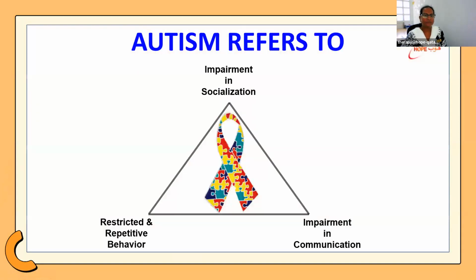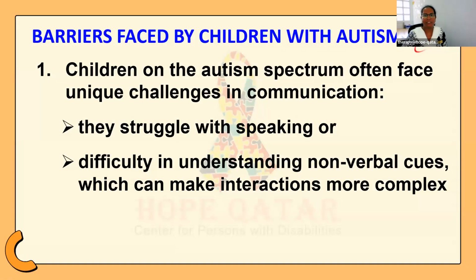So the first, we are seeing the impairment in socialization, impairment in communication, and restricted and repetitive behaviors. We'll understand how each slide goes. What are the barriers faced by them? The first and foremost is that children on the autism spectrum often face unique challenges in communication. What challenges do they face? First, they struggle with speaking: how to utter the word and convey their message, they have difficulty in all these things.